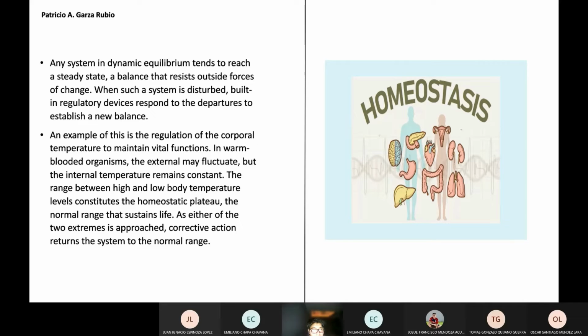In warm-blooded organisms, the external temperature may fluctuate, but the internal temperature remains constant. The range between high and low body temperature levels constitutes the homeostatic plateau, the normal range that sustains life. As either of the two extremes is approached, corrective action returns the system to the normal range.